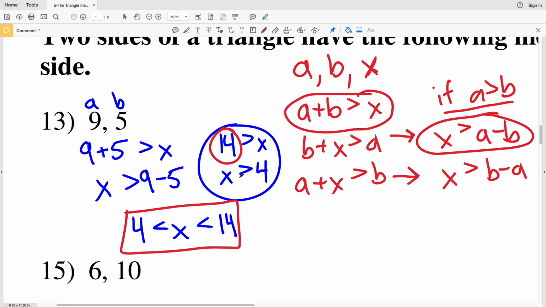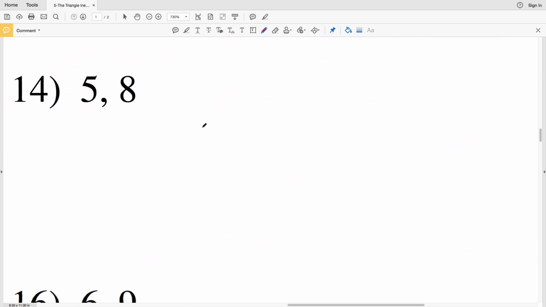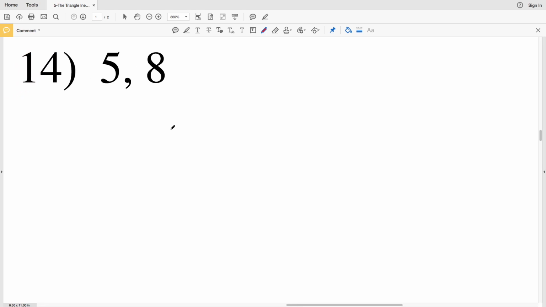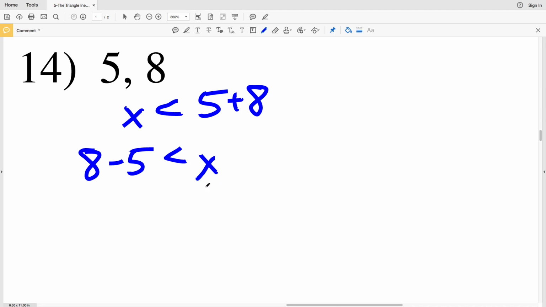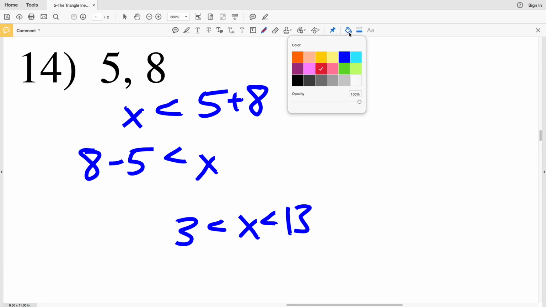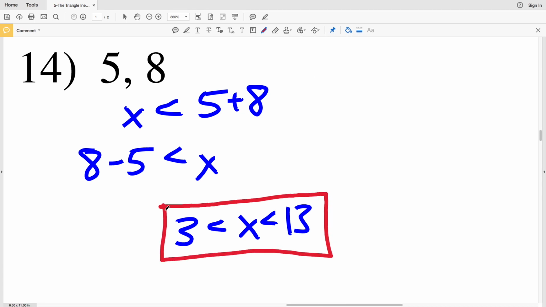Because x has to be less than 14, since 9 plus 5 equals 14, and those two sides have to be greater than the third, and x has to be greater than 4, since 4 plus 5 would give us 9, and 9 is not greater than 9. Therefore, x has to be greater than 4. So number 14, remember, x has to be smaller than the two sides added together, and it has to be greater than the difference of the two sides. So x has to be less than 5 plus 8, and 8 minus 5 has to be less than x. 5 plus 8 is 13, so x is less than 13, and 8 minus 5 is 3, so 3 is less than x. So number 14, our answer is 3 is less than x, which is less than 13.